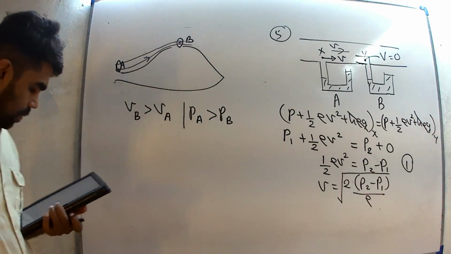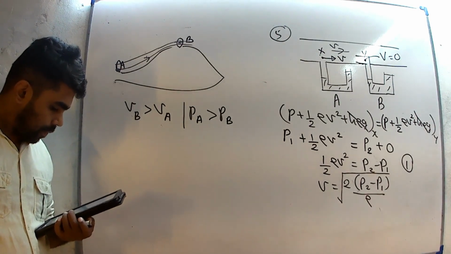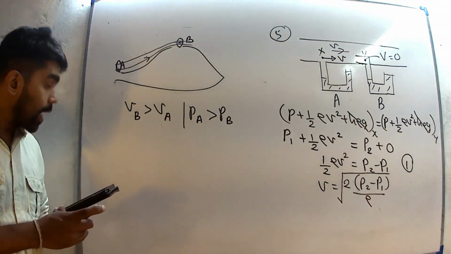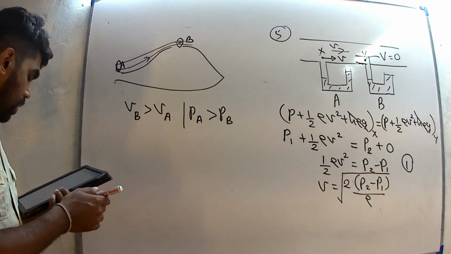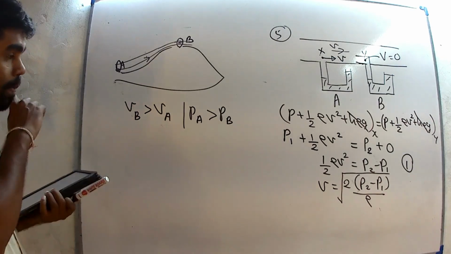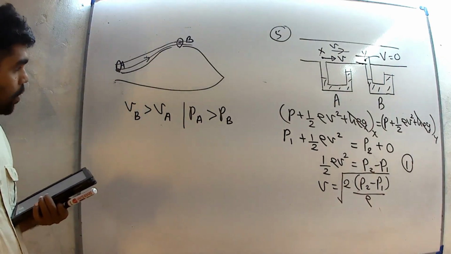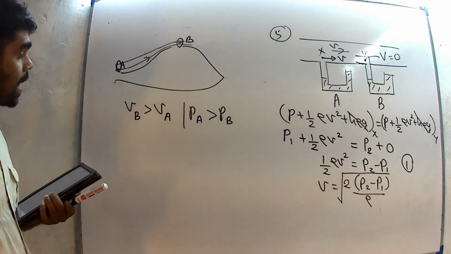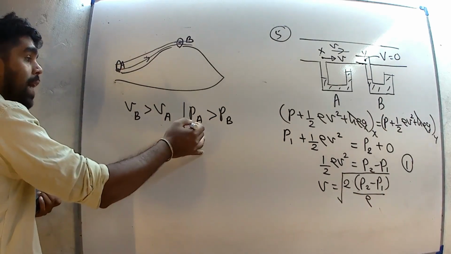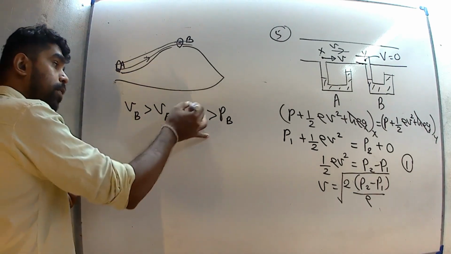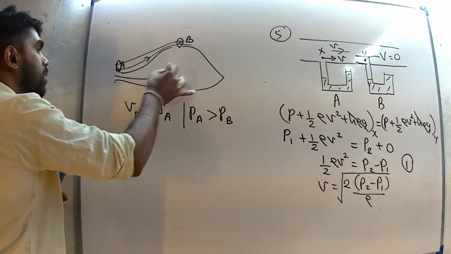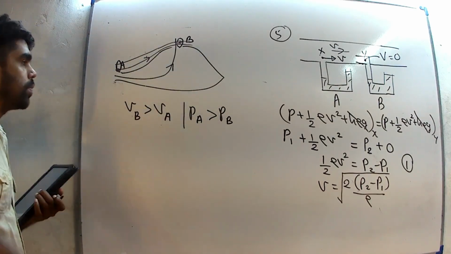It should be the answer, but in the given answers there is no correct one. You can mark it: VB should be greater than VA, PA should be greater than PB. And therefore there is an airflow from A to B, because air or any fluid flows from high pressure to low pressure. Therefore, there is a flow from A to B.